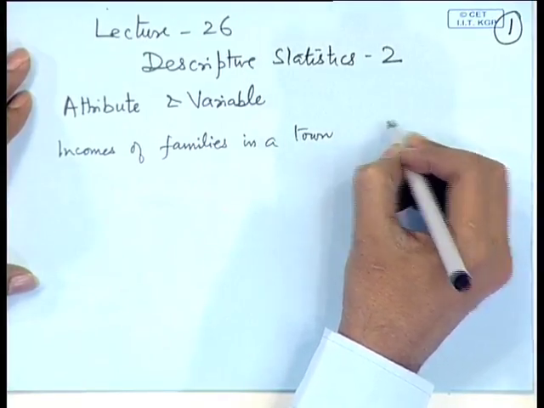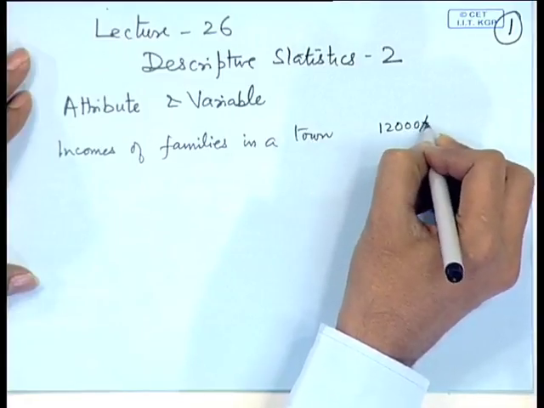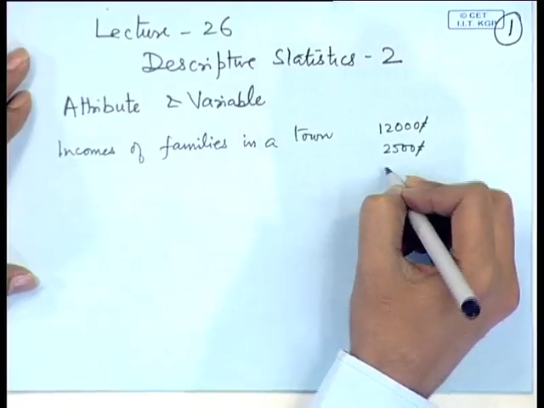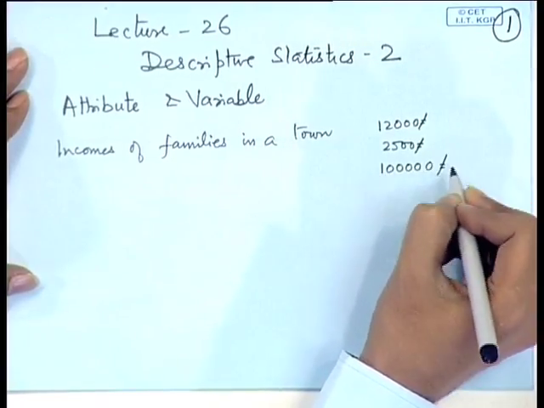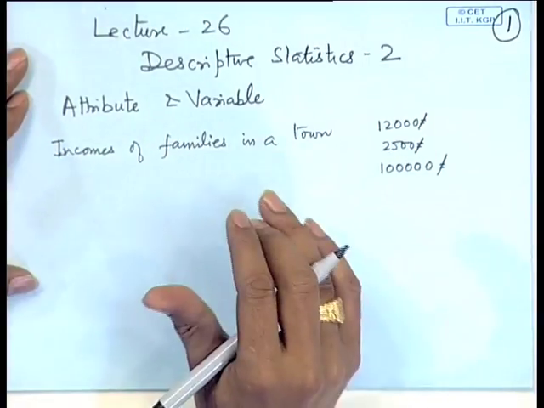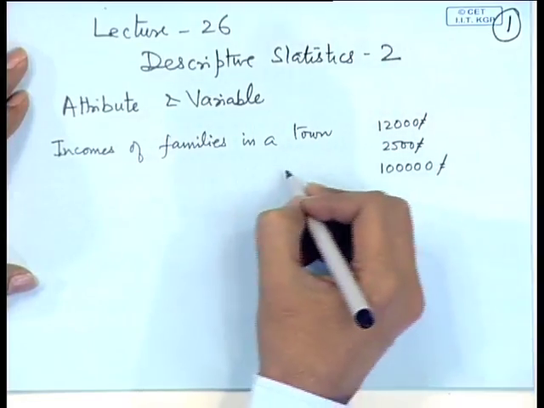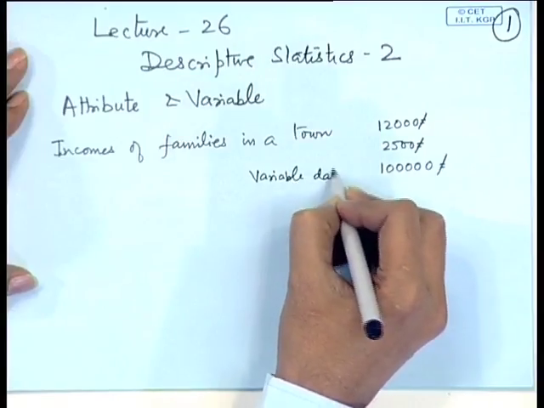Suppose we are recording the incomes per month. So, the incomes could be say 12,000 rupees per month, it could be 2,500 rupees per month, or it could be 1 lakh rupees per month, etc. So, here the primary recording of the data itself is in the numerical form. This data is said to be variable data or frequency variable data.